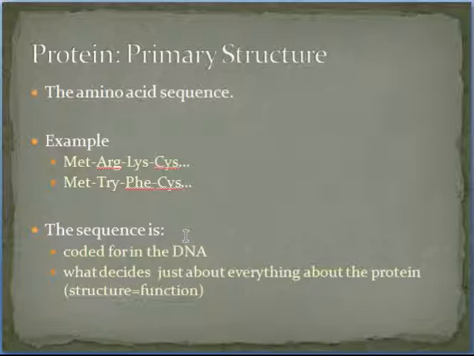This amino acid sequence is coded for in the DNA. So the DNA is telling which amino acids and what order to use. This primary structure, this sequence, is what decides just about everything about the protein. Remember, structure equals function. So this is the beginning of the structure, so it's the beginning of the function.